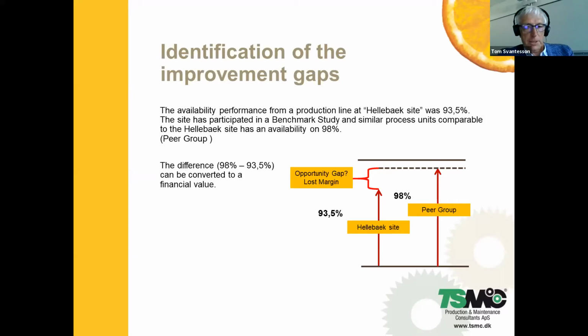This is an example of the beauty of benchmarking, where I can quantify and identify the gaps from my side to my competitors or my peers. A peer is somebody who is similar to me, I mean same process type, same industry, same operation terms.